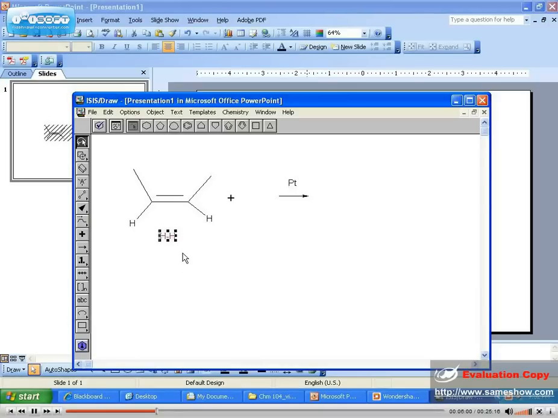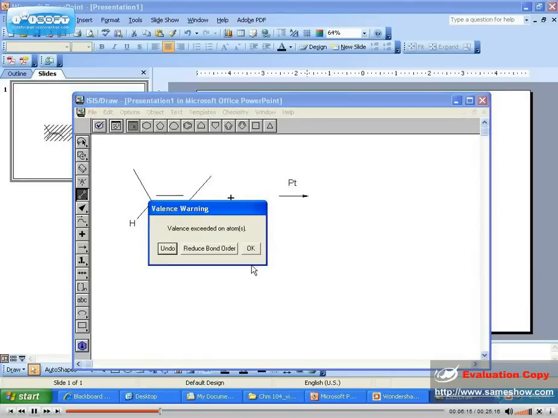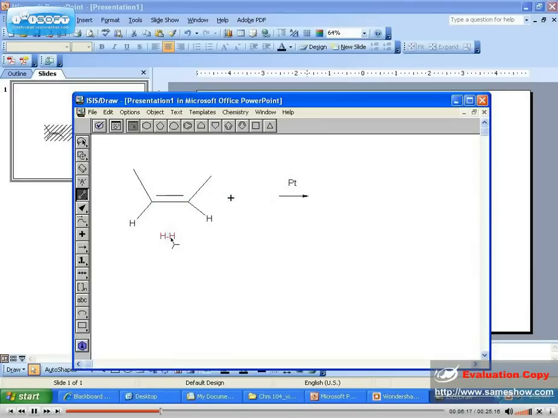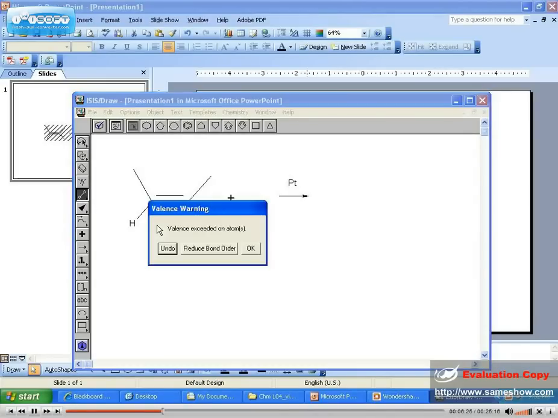And then in a separate step, we would actually see a brand new hydrogen bond forming. So in this case, it's a little bit hard to do with this software, but there we go.